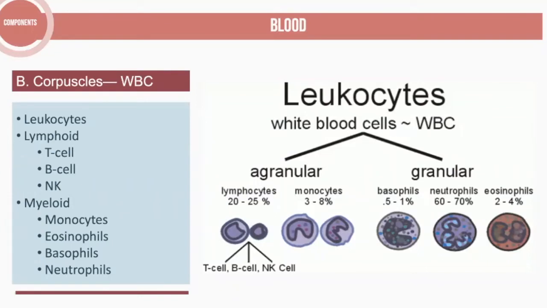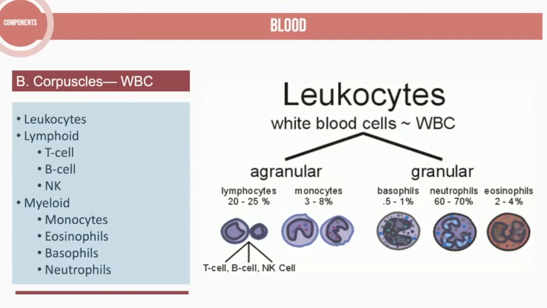WBCs coming from the lymphoid progenitor cell are the T cells, B cells, and the NK or natural killer cells. As for those WBCs that arise from the myeloid progenitor cell, you have the monocytes, which can develop into macrophages. You also have the eosinophils, basophils, and neutrophils.